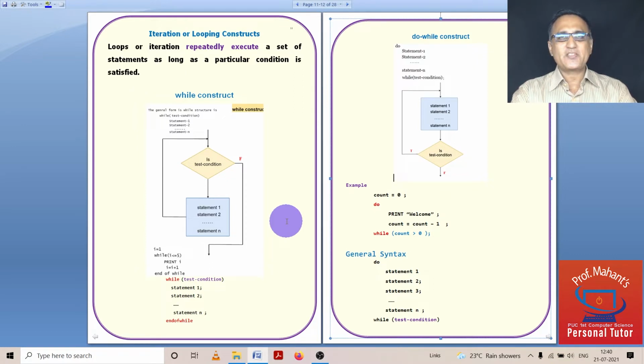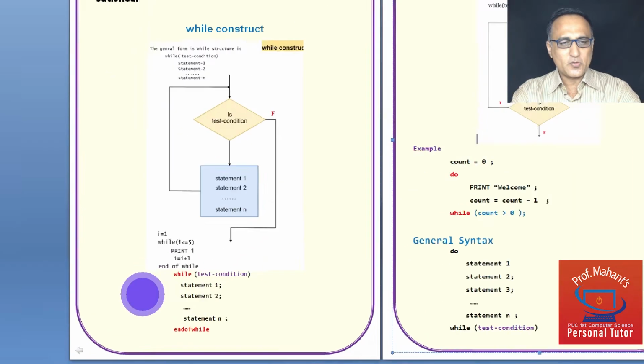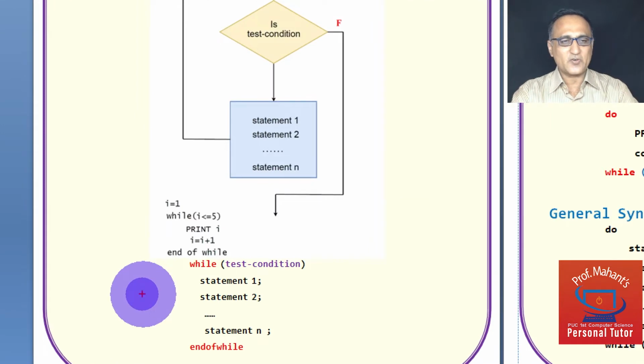The first looping construct we're going to take a look at is the while looping construct, followed by the do while and then the for looping construct. So in order to understand the looping construct, let's jump on to a small example in this screen.